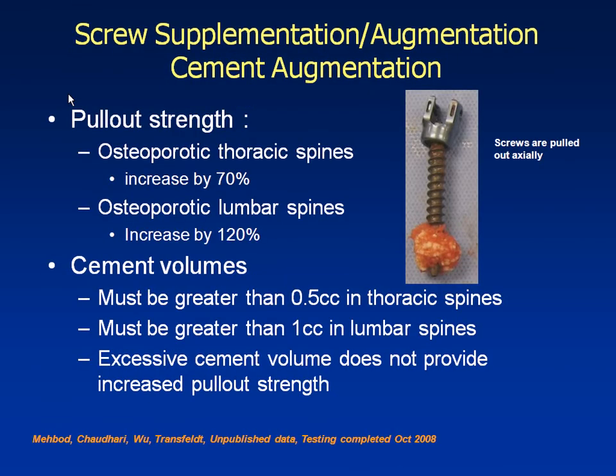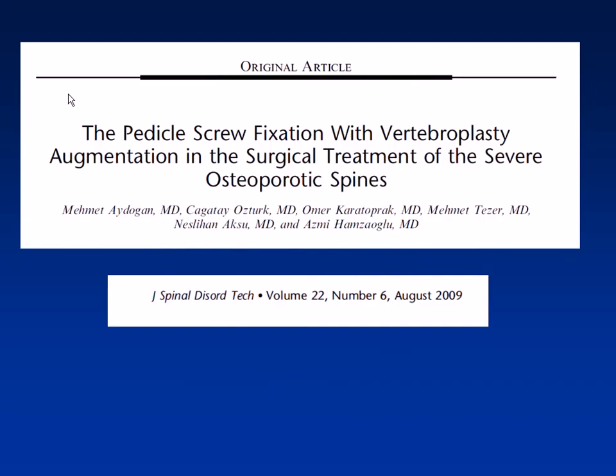Newton force. So this study by Mayput from Minnesota has shown that pull-out strength has been increased at least 70% in the thoracic spine when augmented by the cement augmentation, and this increase has been found to be 120% in the lumbar spine. In this study, cement volumes has been determined as to be at least 0.5 cc in the thoracic spine and 1 cc in the lumbar spine. And one of the interesting points of this study was that excessive cement volume does not provide increased pull-out strength, which I suspect a little bit.